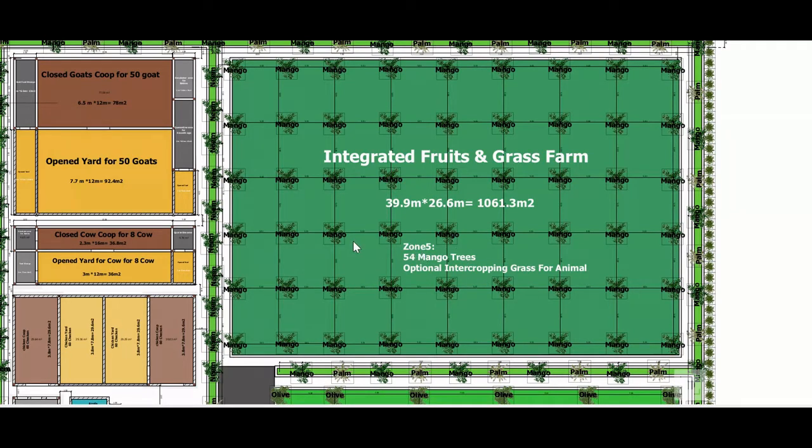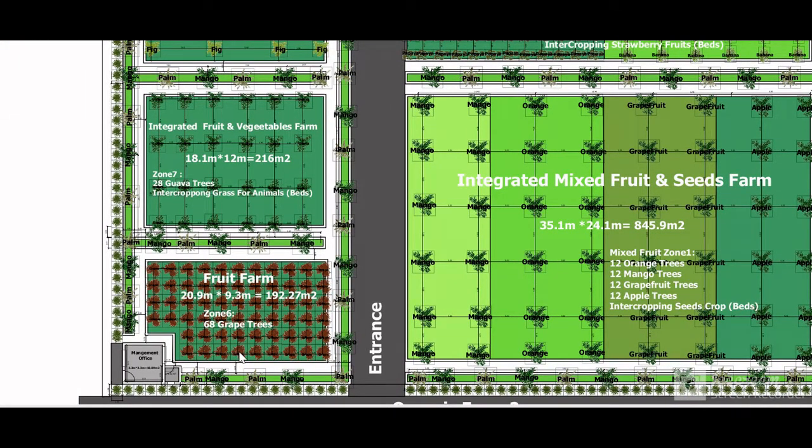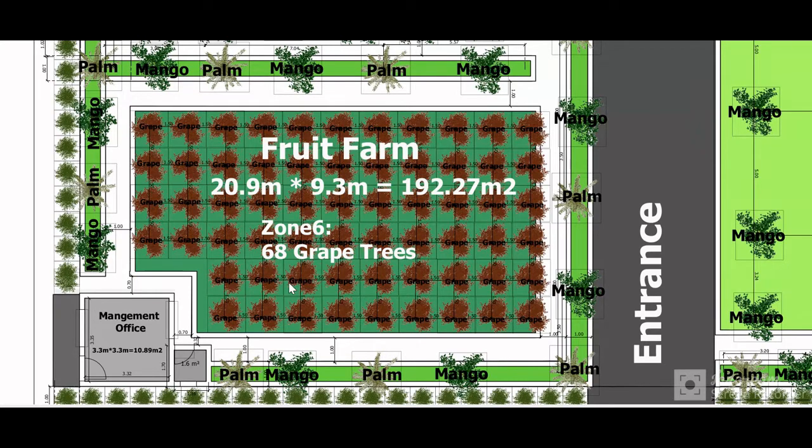This is zone 5. Now we can go to zone 6. Zone 6 is 21 meter multiplied by 9 meter, about 192 square meter. We use it for grape trees with a distance of 1.5 meter from this side and 1.5 meter from this side. Zone 6 included 68 grape trees.